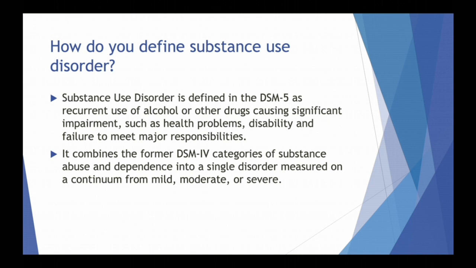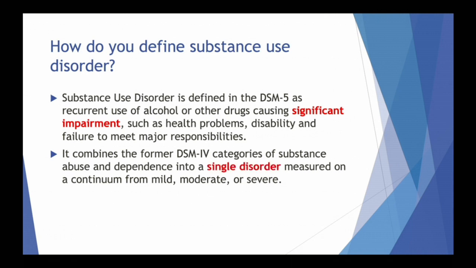Substance use disorder is defined in the DSM-5 as recurrent use of alcohol or other drugs causing significant impairment, such as health problems, disability, and failure to meet major responsibilities. It combines the former DSM-4 categories of substance abuse and dependence into a single disorder measured on a continuum from mild, moderate, or severe. Substance abuse is no longer a clinically accurate term.